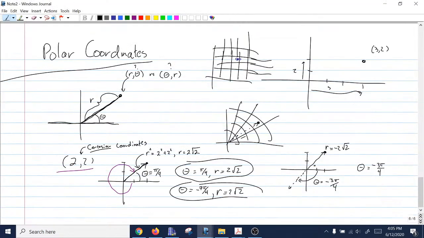Hello, Cal2. Last time we were talking about polar coordinates when my internet flaked out, and I'm going to pick up from there.